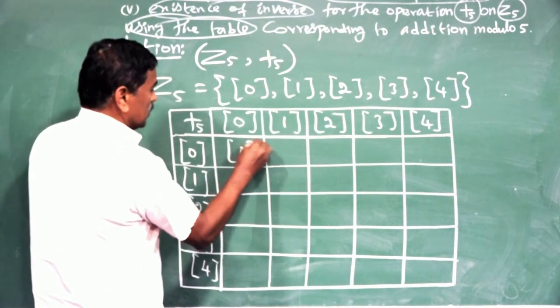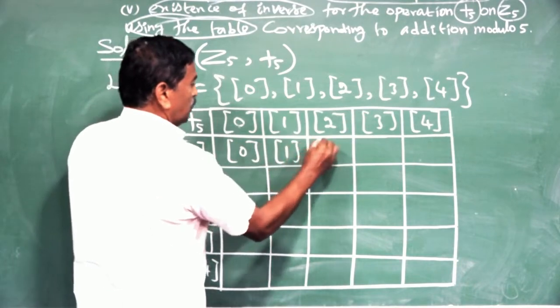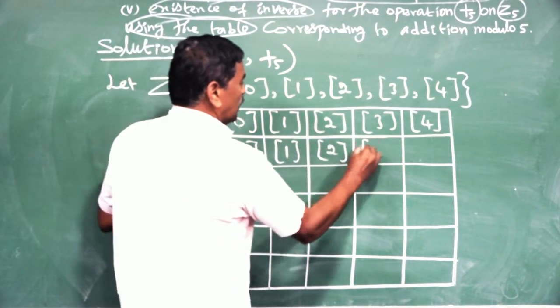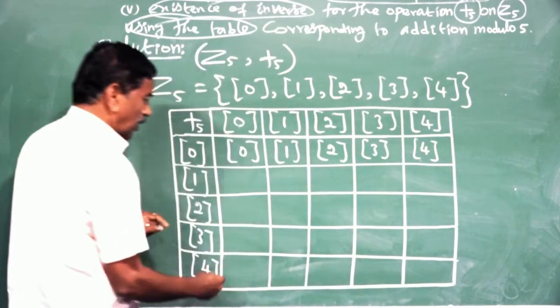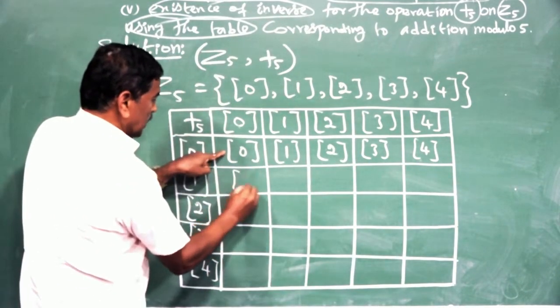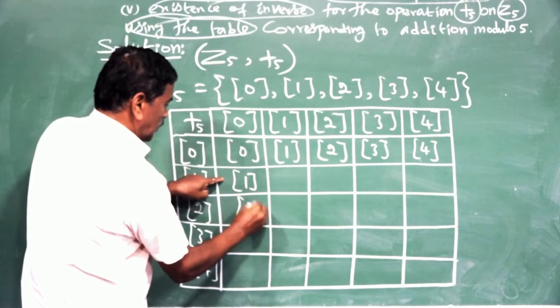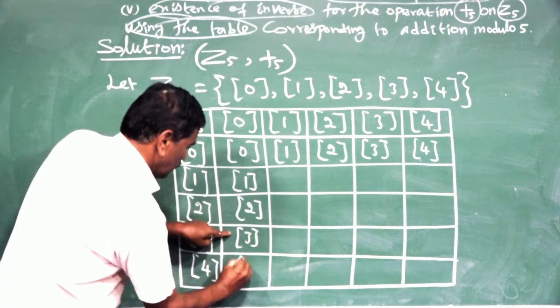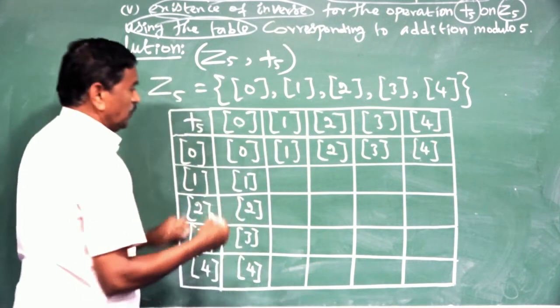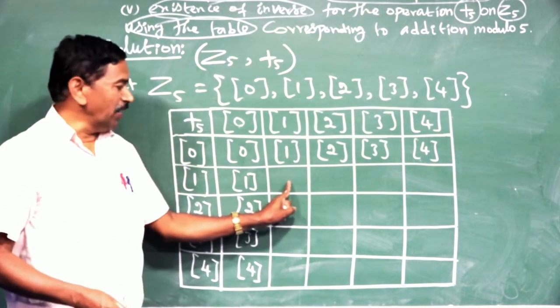Listen, first row, 0, 1, 2, 3, 4. Okay. Next, first column. First column, 0. Next, 1, 2, 3, 4. Okay. First column filled. Now come to here. Any idea?